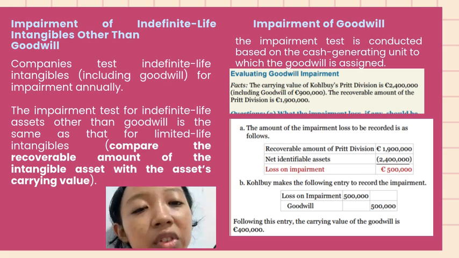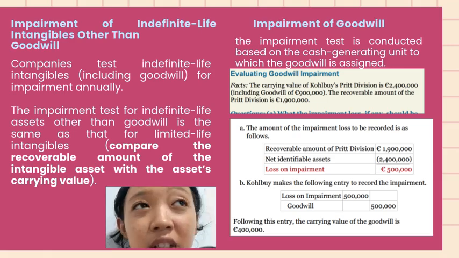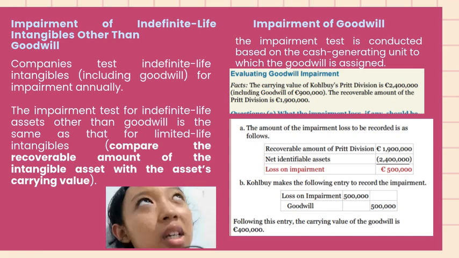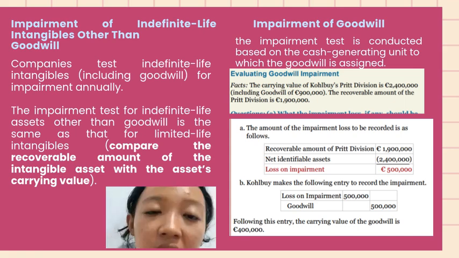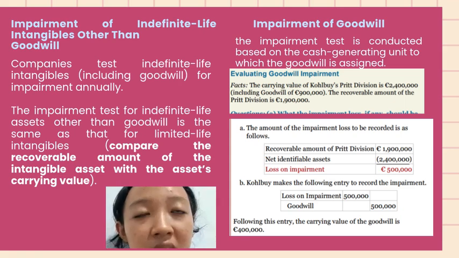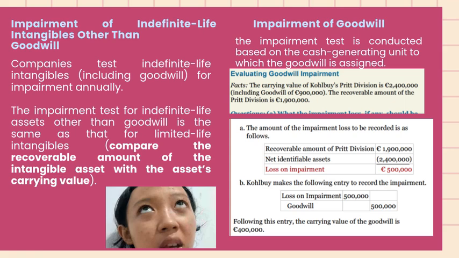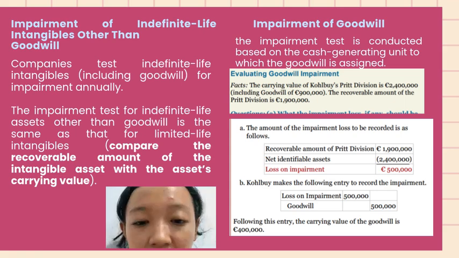And then after that, we deduct the carrying value of the goodwill, which before that is 900,000, and then we subtract the loss on impairment, which is 500,000, and then we got the current value of the goodwill right now, which is 400,000 only.